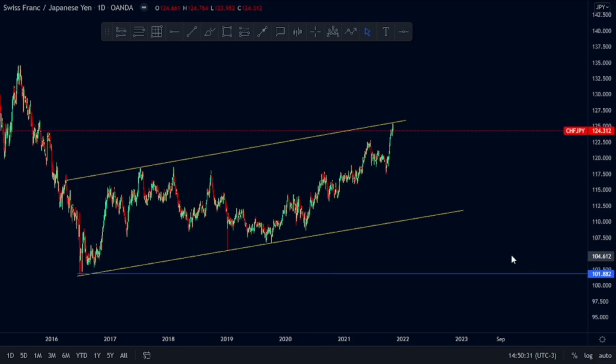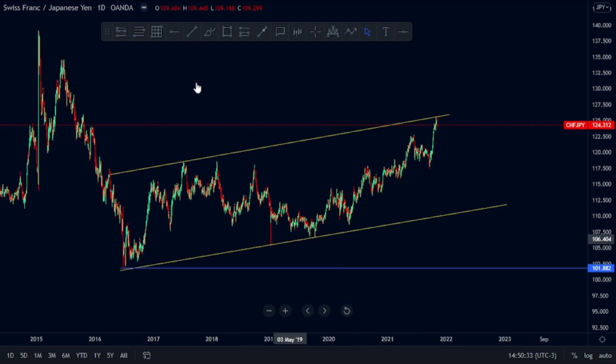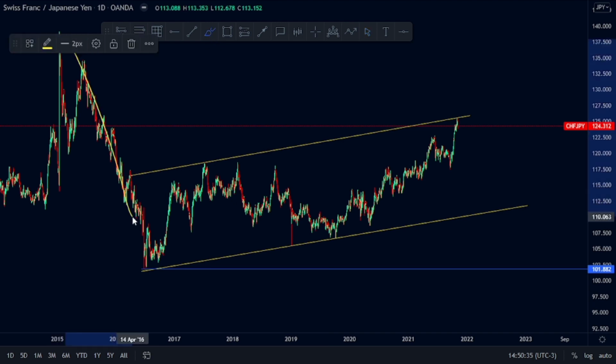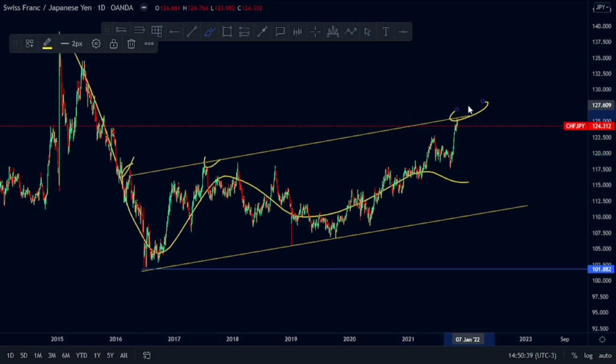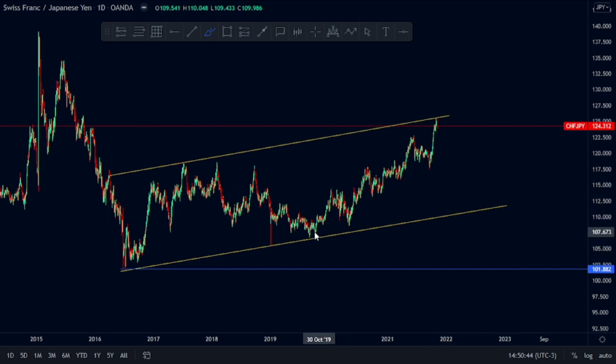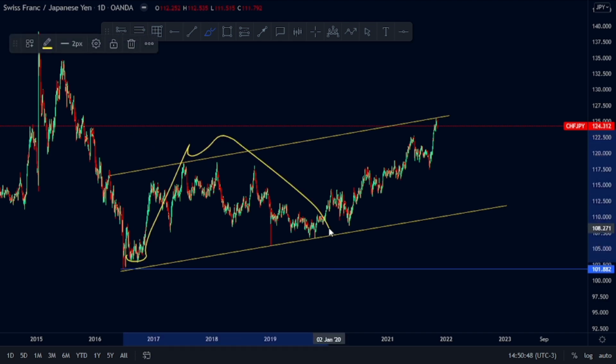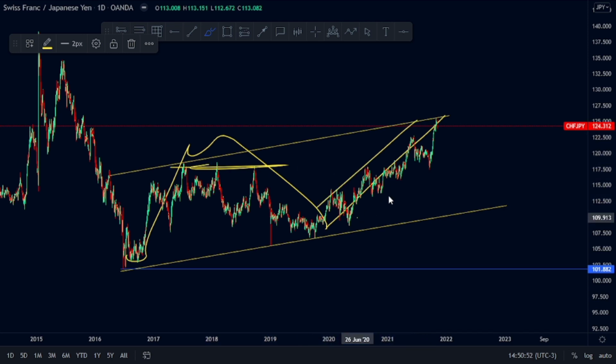CHFJPY is pretty much straightforward. We're having what? An impulse, consolidation, first touches, second touches, third touches. We're expecting price to drop to the downside. Why? We had a swing low, we had a swing high, we had a swing low. Take a look at how price broke the swing high. It broke it correctively. Basically meaning there's no longer progression towards the upside. So we're expecting price to pull back down.